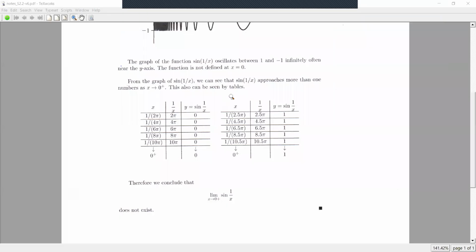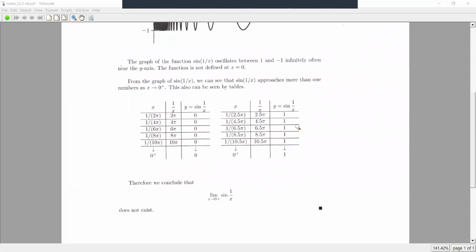We can also use tables to tell the limit doesn't exist. Here I have made 2 tables. In this table, I let x approach 0 by taking on these points. Function values at these points all are zeros. For example, when x is 1/(2 pi), then 1/x is 2 pi, and sine of 2 pi is 0 by calculator. So when x approaches 0 by taking on these points, the function approaches 0.